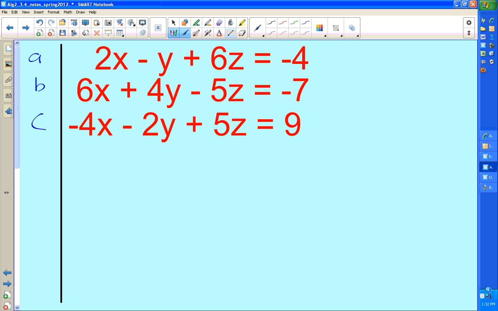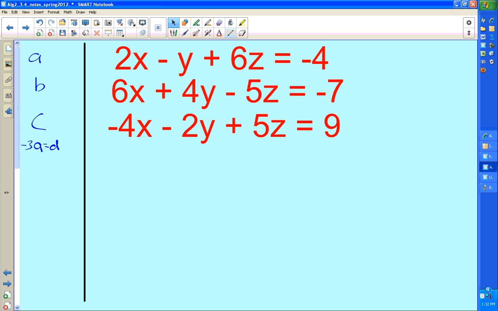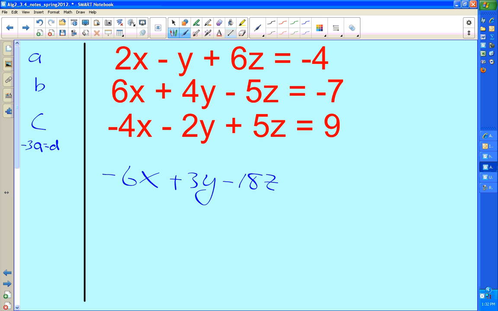Okay, we could do the x's. And I'm going to get rid of the x's, and I'm going to multiply equation A by -3. So -3 times equation A is going to equal equation D. So if I multiply -3 times this equation, I'm going to get -6x, plus 3y, minus 18z, and a positive 12 on the other side. Don't forget to do the other side. That's the big common error.